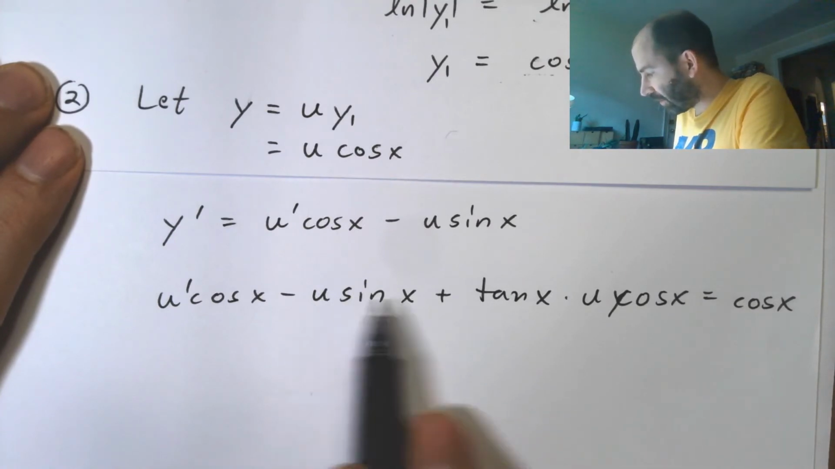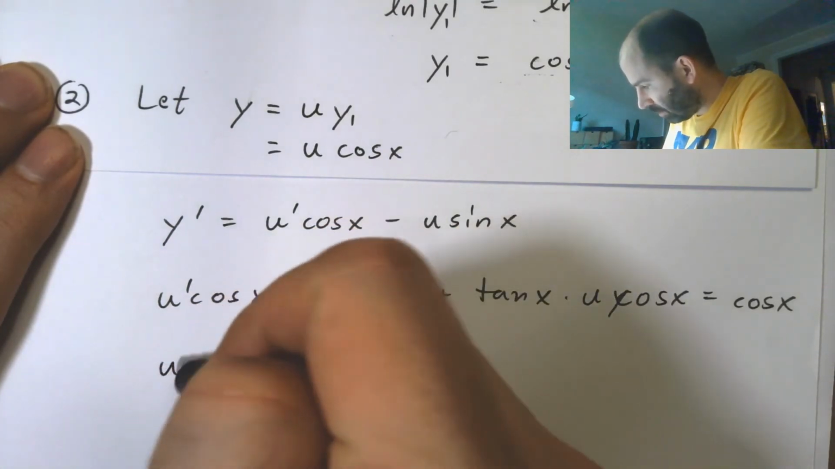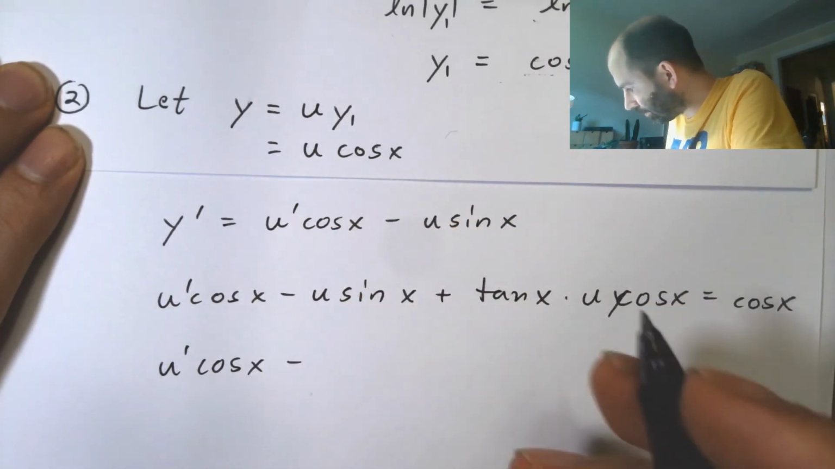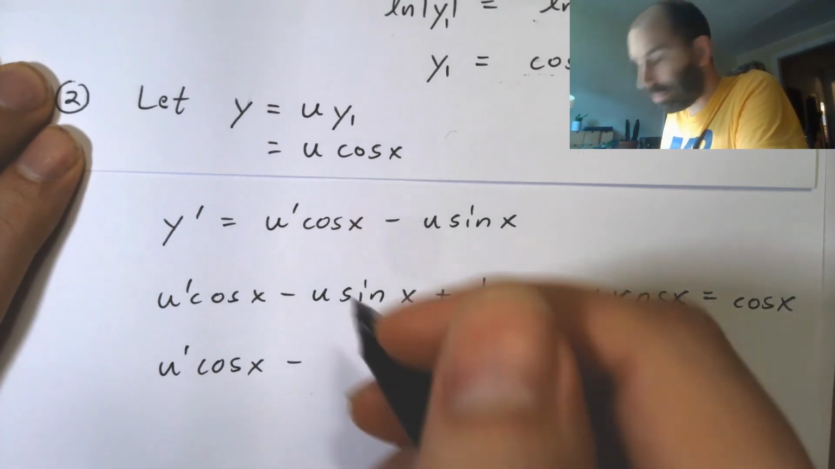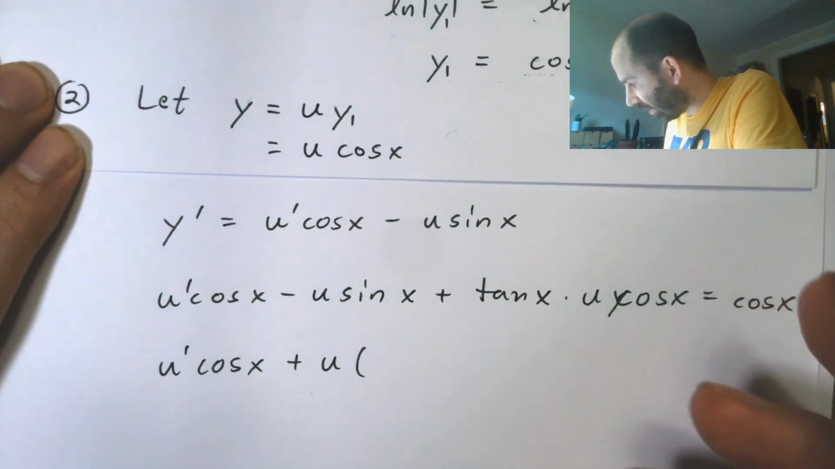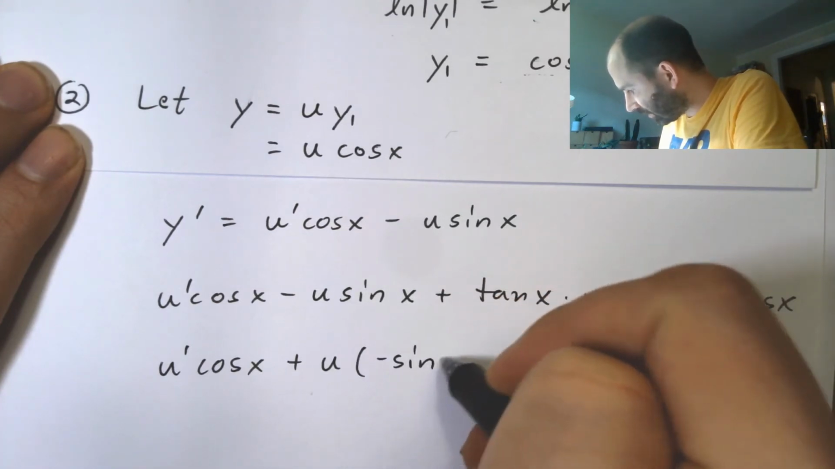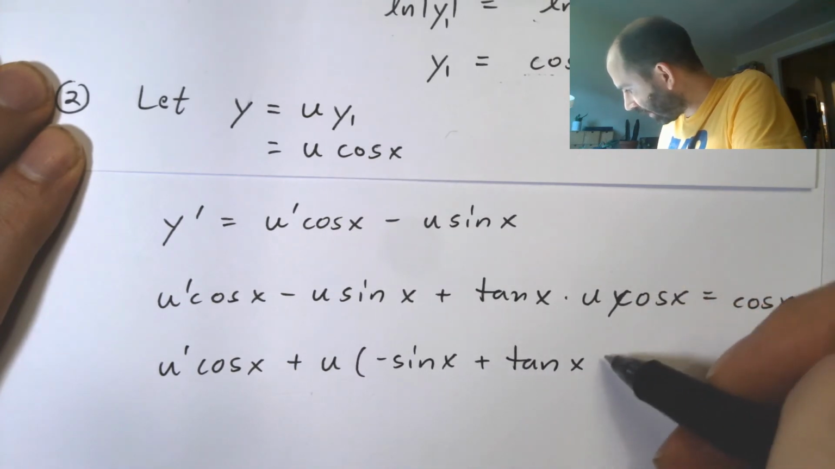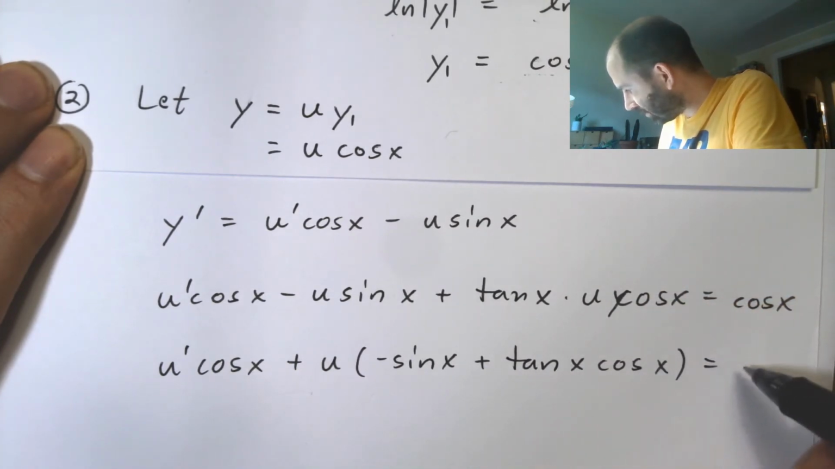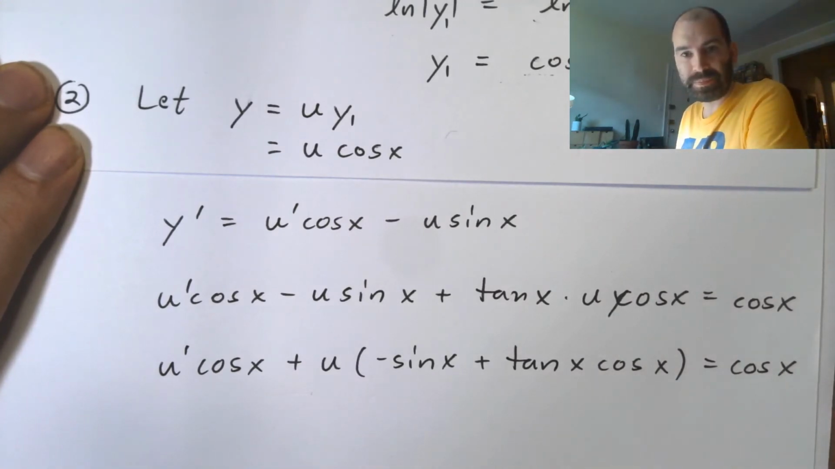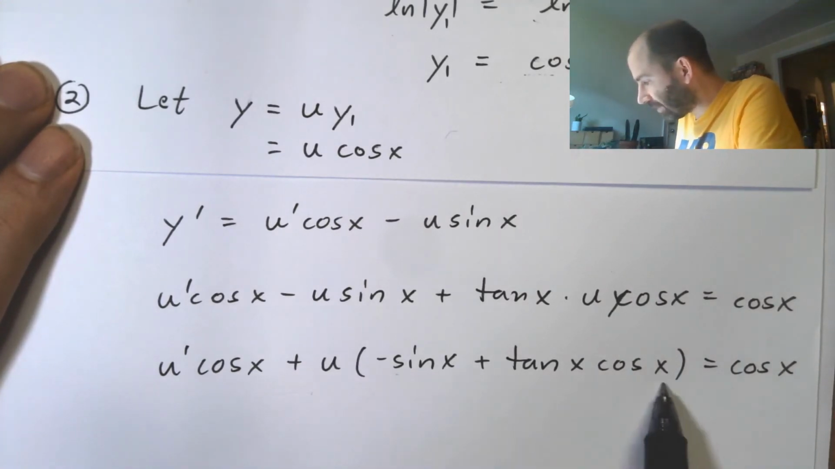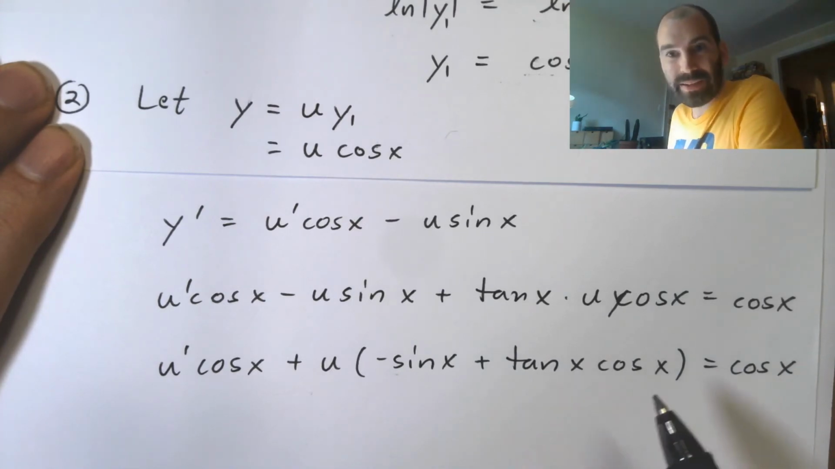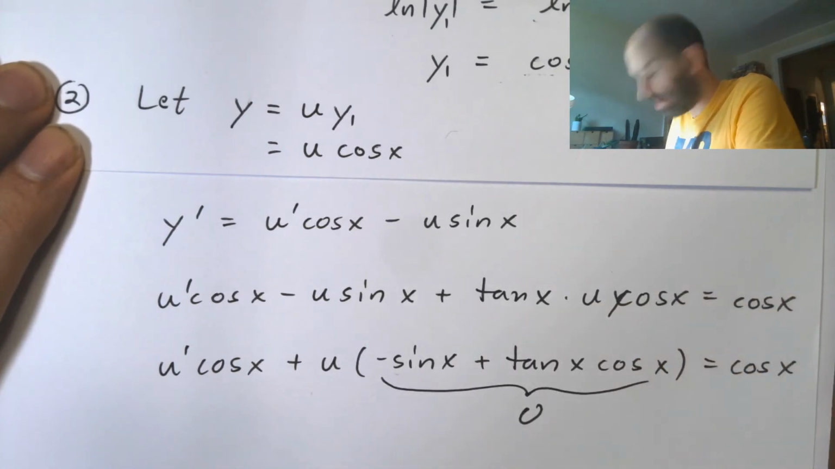Now, what did we do before? We factored out the u, right? Do I want a minus here or a plus? Let me put a plus here. And so that's a minus sine x plus tan x times cosine x. Okay. Now, check this out. Just use your trig. What is this equal to? Yeah, it's 0, right? That just becomes 0. We knew that was going to happen.